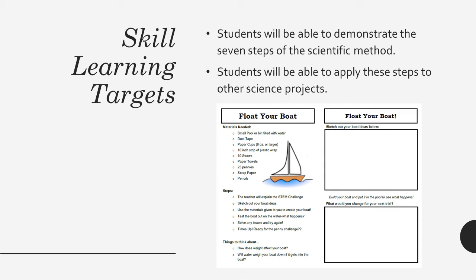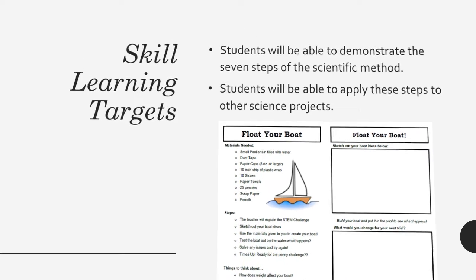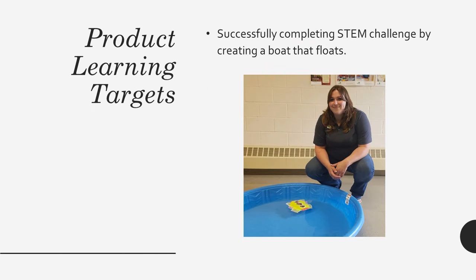Skill learning targets included being able to demonstrate the 7 steps of the scientific method, as already mentioned, and applying these steps to other science projects, like 4-H Rockets to the Rescue or Silly Science projects. The product learning target is to successfully complete the STEM challenge by creating a boat that floats, even if this requires some trial and error from the students.